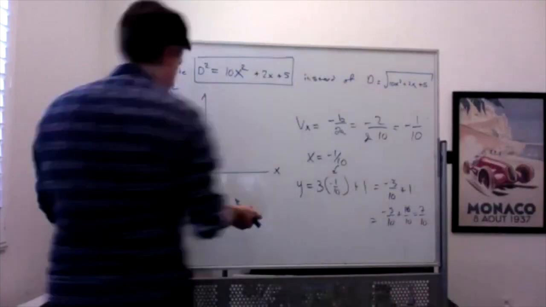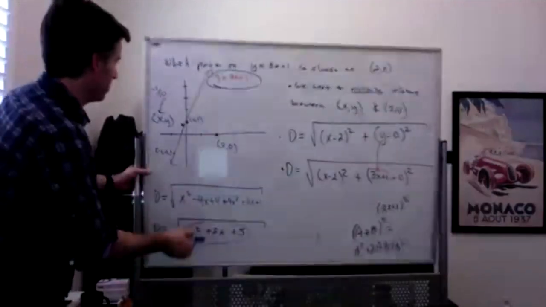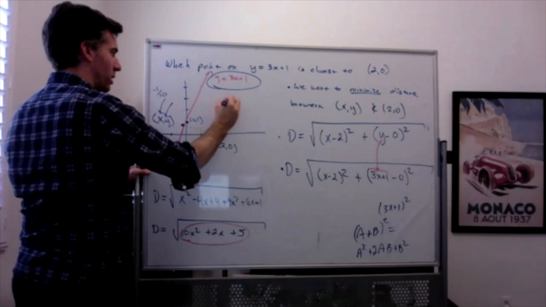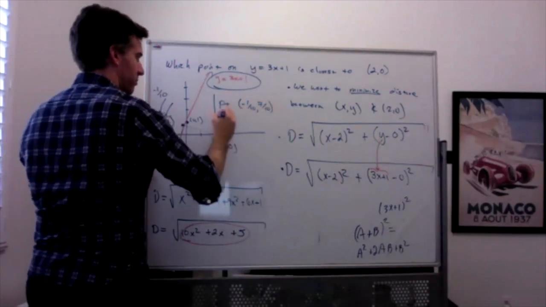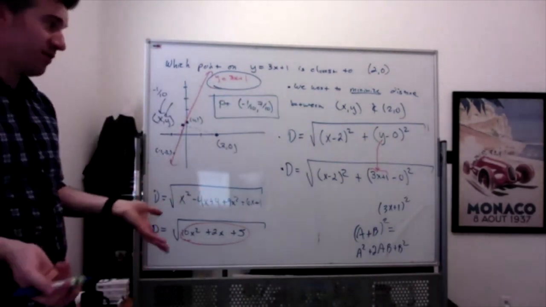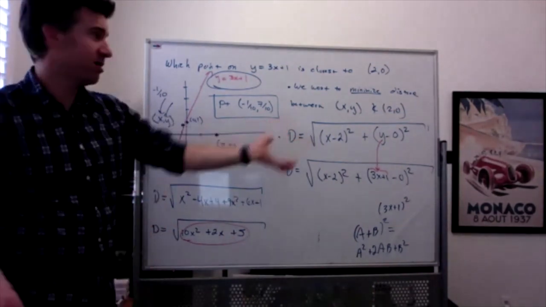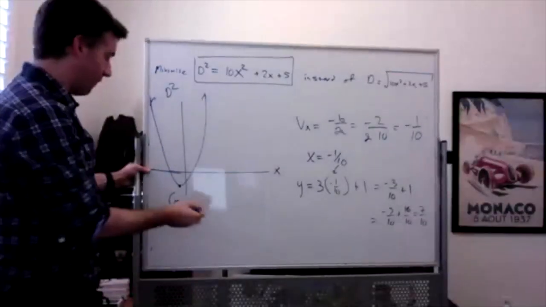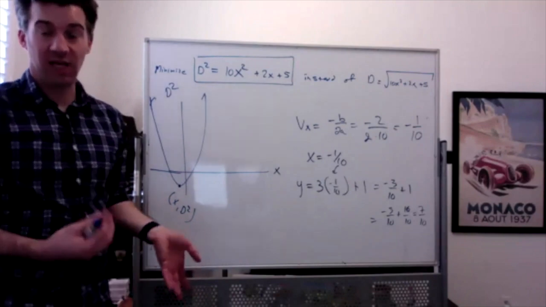So to answer the question that was asked, the point here that's closest is the point negative 1/10, comma 7/10. If we wanted to, we could also find the minimum distance by using the distance formula. It's not going to be nice, but we could do it. Or we could even find the y coordinate of the vertex here and then take the square root of it. But again, that's not what we're being asked to do.